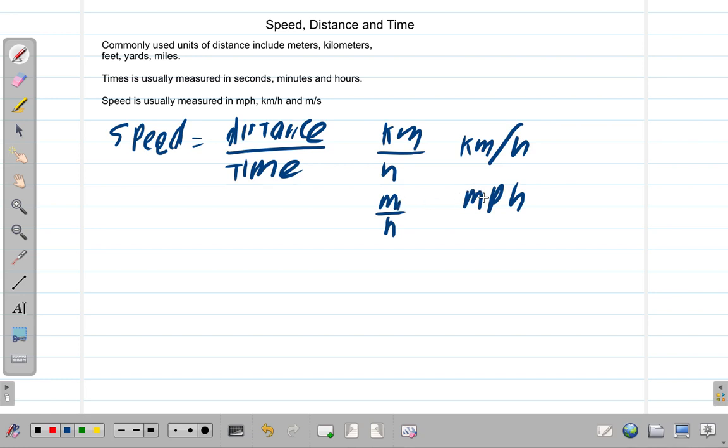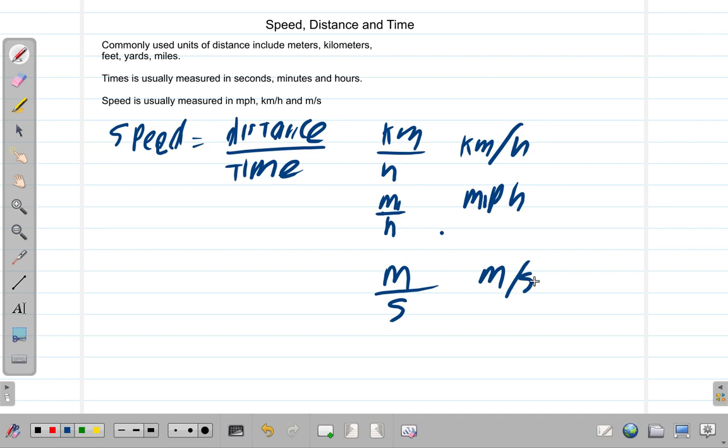Let me put MI for miles because I'm going to use meters as well, and it's the same M that I would use for meters. So MI for miles in this case. Now, if the distance is in meters and you're considering the time in seconds, then the unit is meters per second. That's the unit of speed in meters per second.